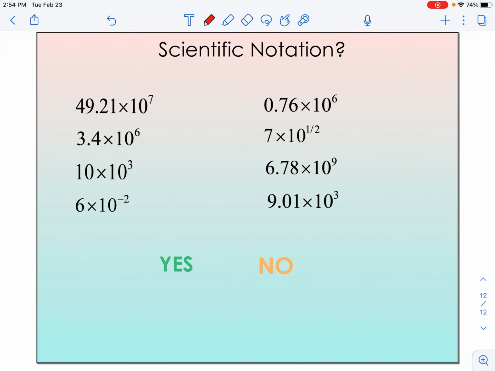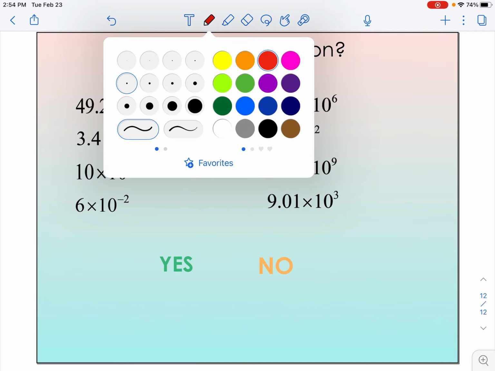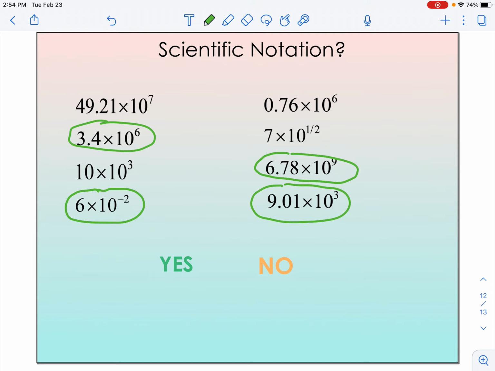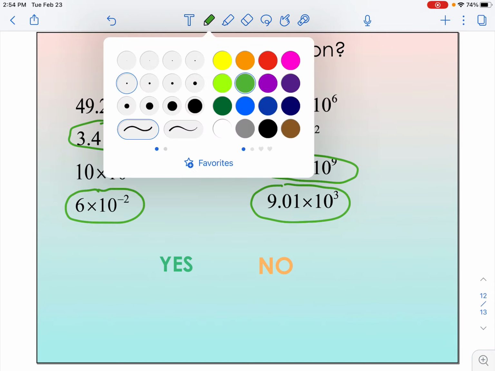All right, so it gets tricky putting these numbers in order if they're not in scientific notation, and it just takes some practice. So first of all, which numbers are in scientific notation? Okay, this is in scientific notation because it's a number between 1 and 10. This is a number in scientific notation because 6 is a number between 1 and 10. This is also in scientific notation, as well as this. So those are the 3 that are.